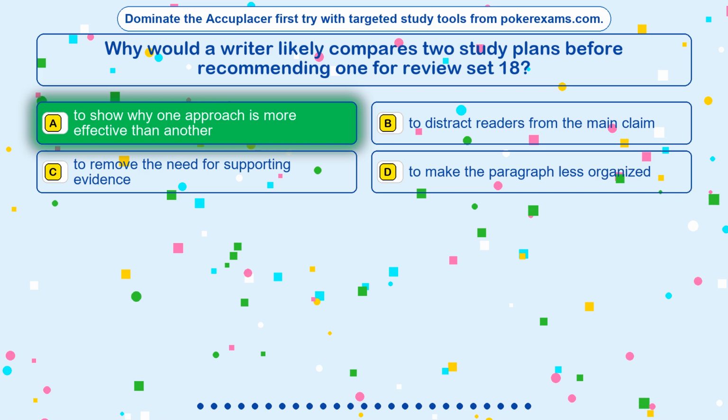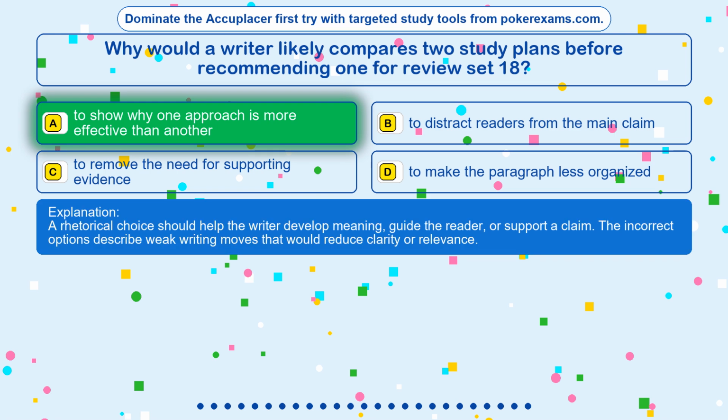The correct answer is option A, to show why one approach is more effective than another. A rhetorical choice should help the writer develop meaning, guide the reader, or support a claim. The incorrect options describe weak writing moves that would reduce clarity or relevance.